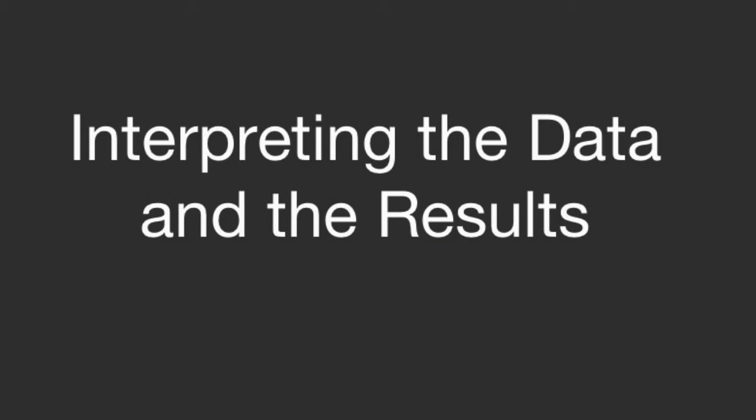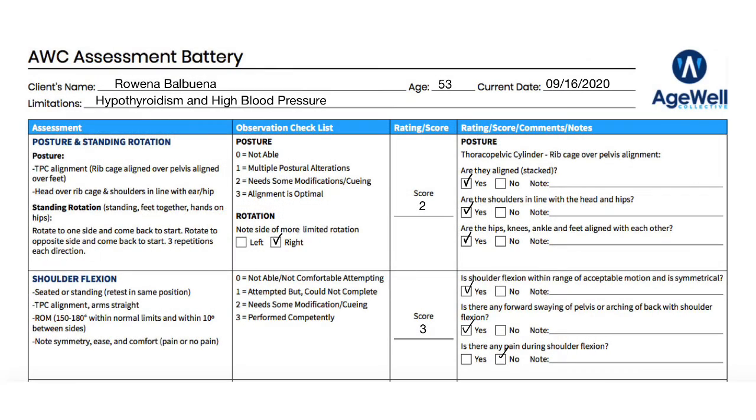And now it is time to interpret the data and the results. So this is the filled out lab practical assessment sheet with my subject's name, age, the current date, and my subject's limitations. So my subject has 2 limitations, which is hypothyroidism and high blood pressure.